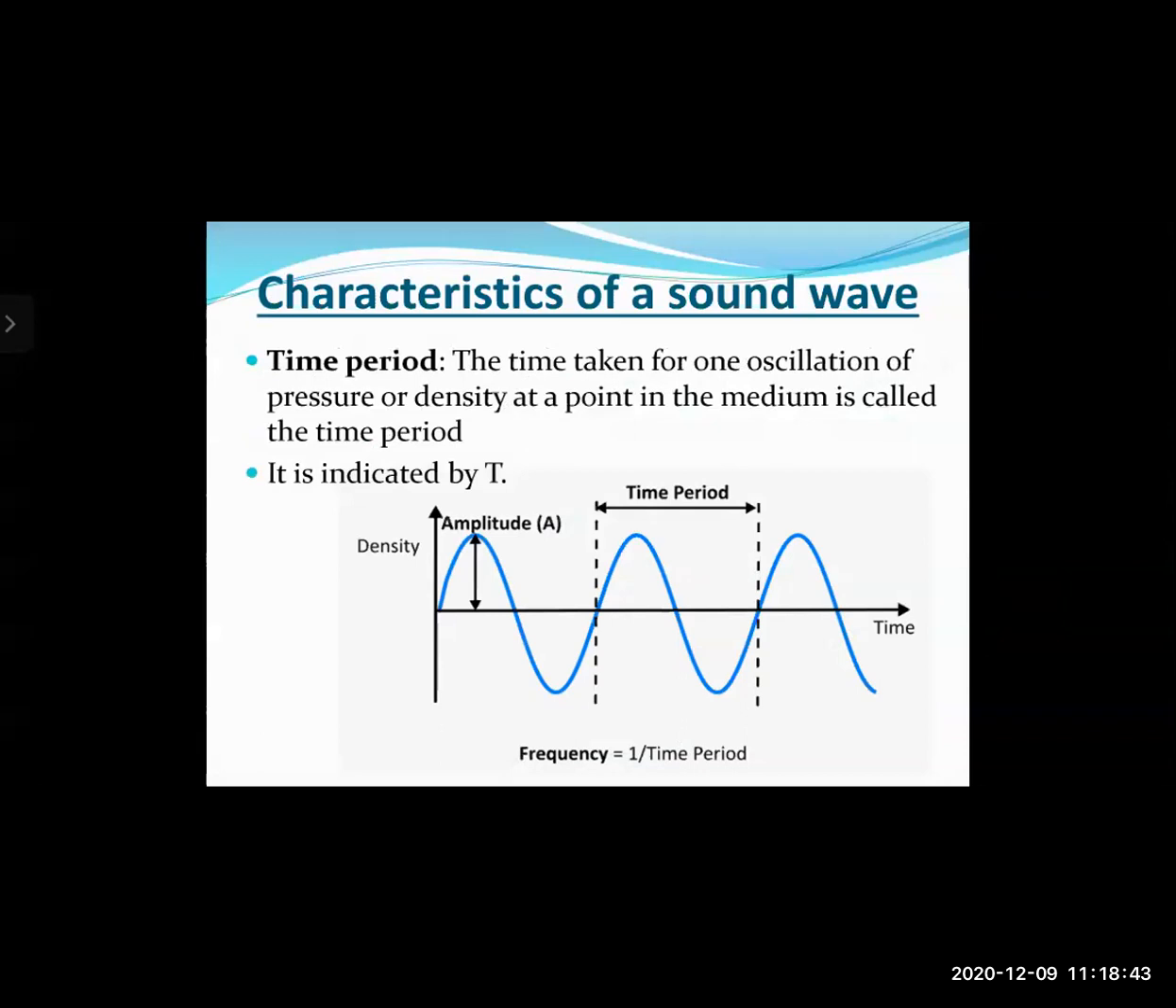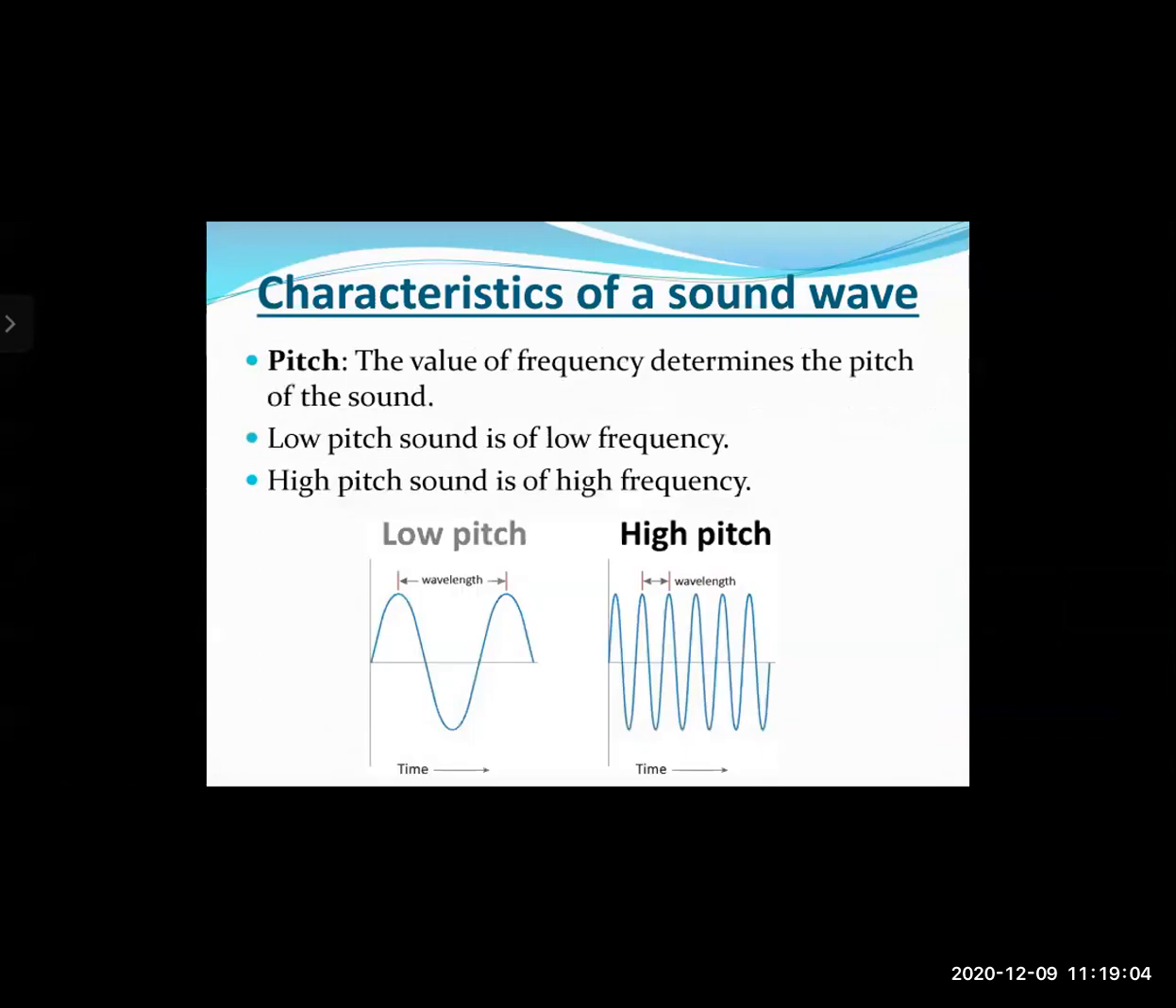The time period. So time period is the time required for one complete wave to pass a given point, right? So the time taken for one oscillation of pressure or density at a point in the medium is called the time period. It is given by the letter T. Okay, so time period is nothing but the time required for one complete wave to pass through. Okay, then the next is what?